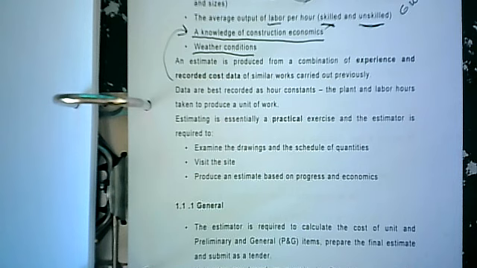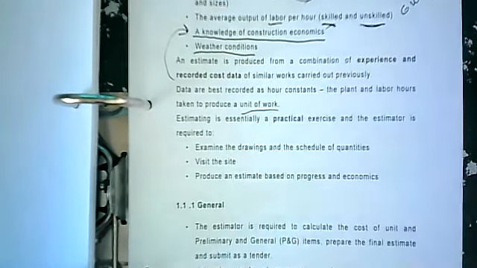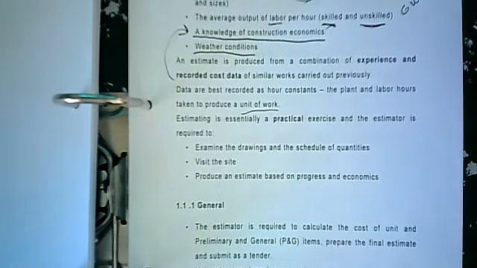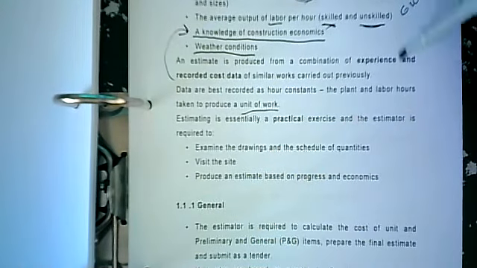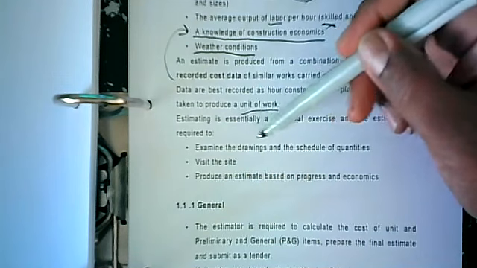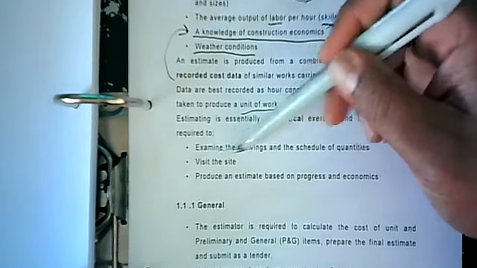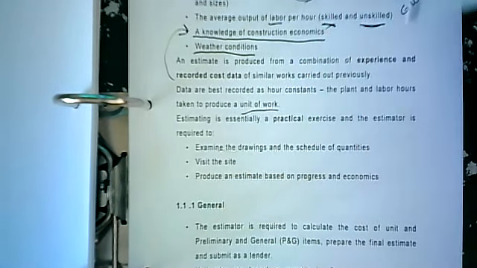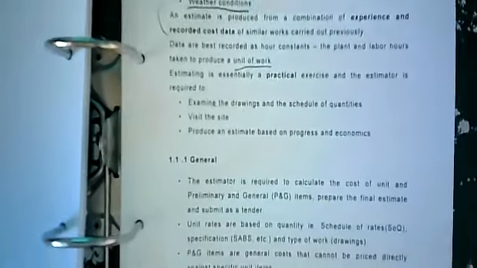Of similar works carried out previously, data are best recorded as hour constants, the plant and labor hours taken to produce a unit of work. We'll expand on that in a moment. Estimating is essentially a practical exercise, and the estimator is required to examine the drawings and schedule of quantities, visit the site, and produce an estimate based on progress and economics.